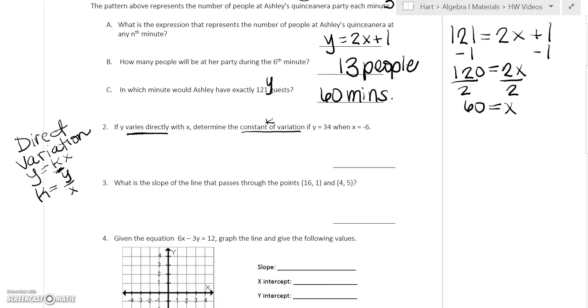So the y value in this one is 34 divided by x, which is negative 6. And then when you divide them, you actually would get a decimal. So you would do math enter on your calculator, and you would end up with negative 17 over 3. So that is your k value.